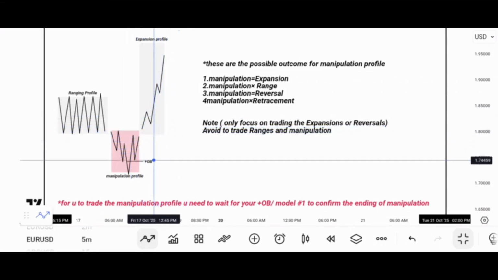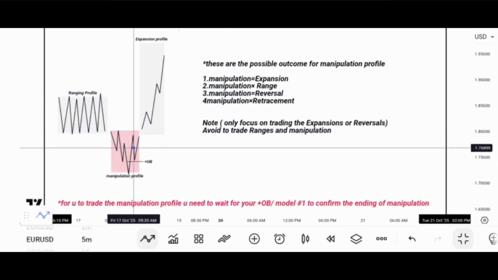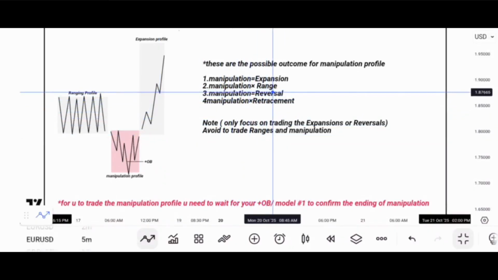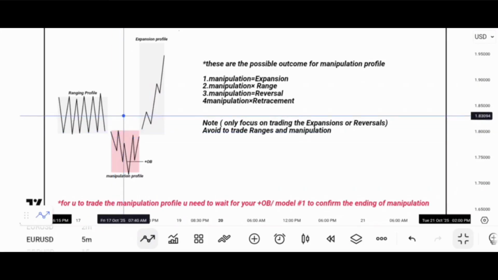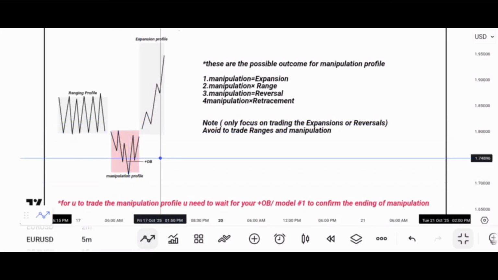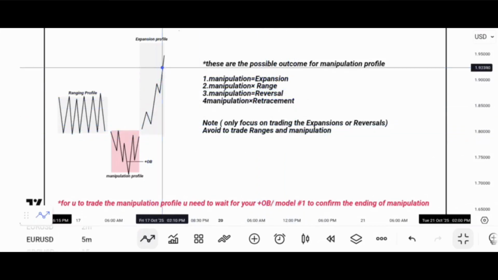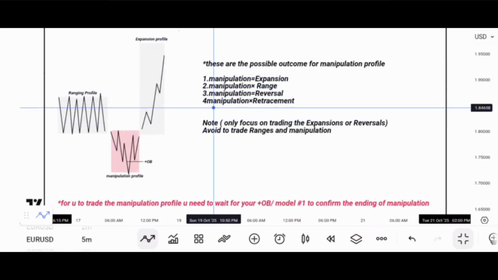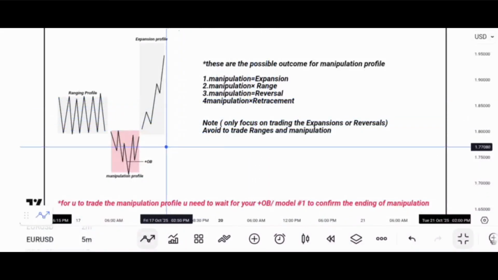Another scenario, number 3 here, after we have manipulated like this, another scenario that we can get is a reversal, right? So if we get a manipulation, we can expect a reversal. It's also going to look like an expansion move like this. It's also a possible scenario. And then number 4, a manipulation. After this manipulation, we can't get a retracement, right?